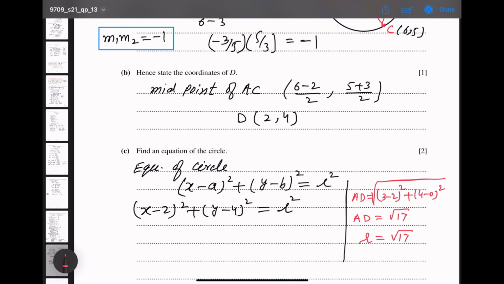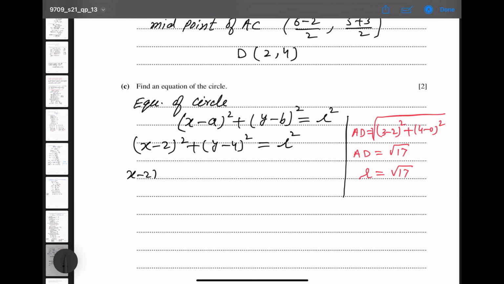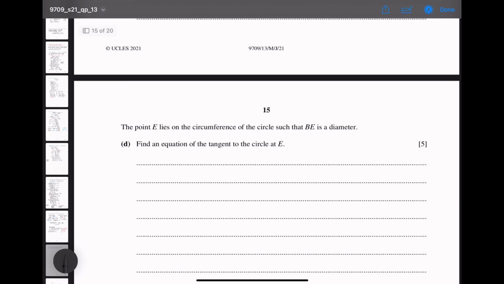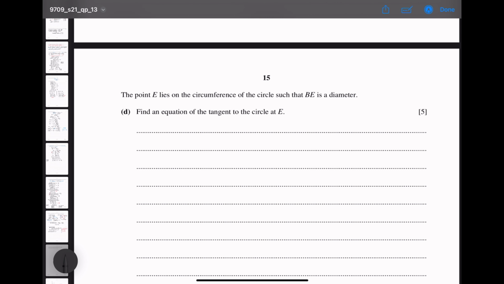So we can write the equation of the circle finally. x minus 2 whole square plus y minus 4 whole square is equal to r square. r is root 17. The square of root 17 is 17. So this is the equation of the circle. Move to the next part of this question. The point E lies on the circumference of the circle such that BE is a diameter. So this will be the circle.